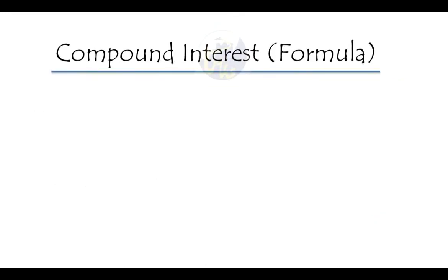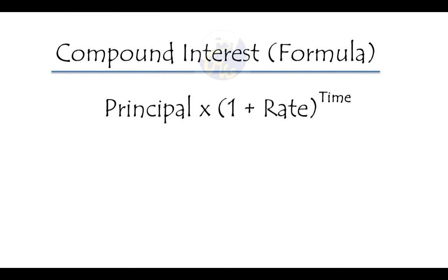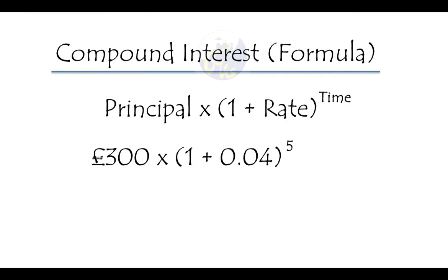The compound interest formula looks like this. It probably looks worse than it is, but it's straightforward. You start off with your principal, the amount of money that's been spent or invested, and then you multiply that by 1 plus the rate of interest or the rate of decline, depending on the problem. And then this is to the power of time, usually in years. So the problem we've just done would look something like this. You'd have £300 times 1 plus 0.04 to the power of 5.